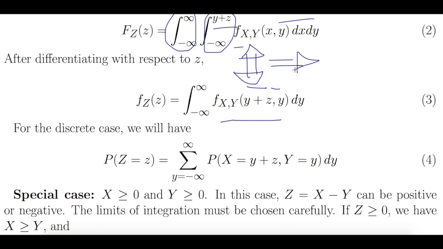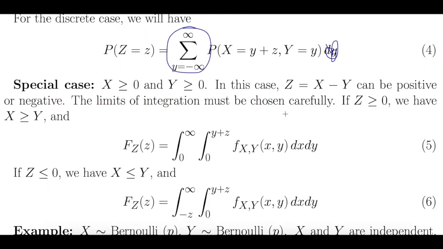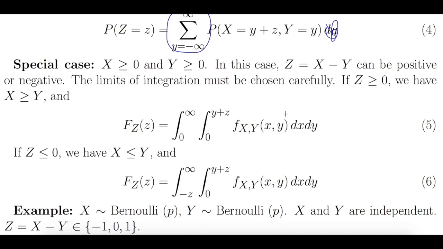For the discrete case, this integration is translated into this summation. This dy should not be there, and we have the same story here. We have x equal to y plus z and y equal to y, and we sum over all the values of y.